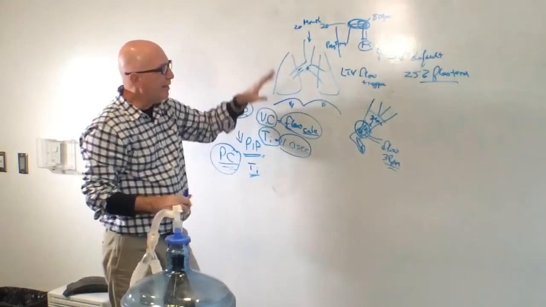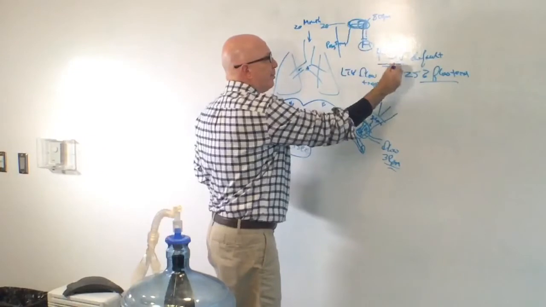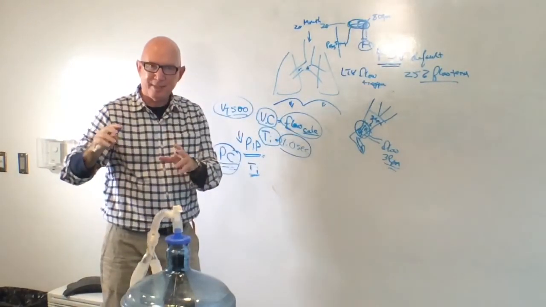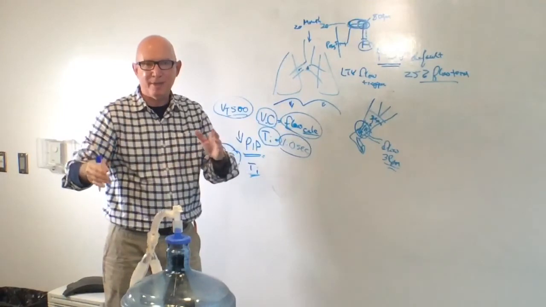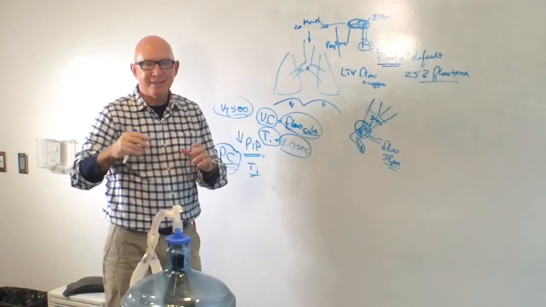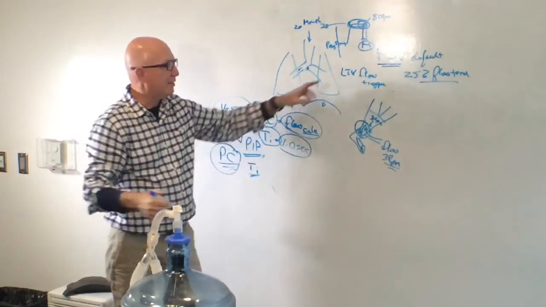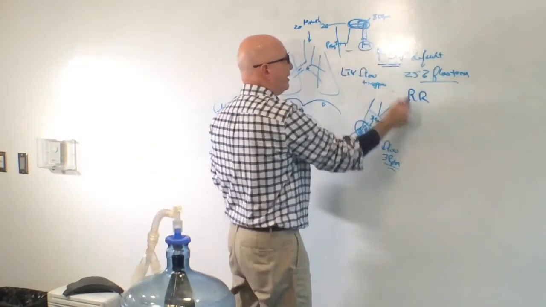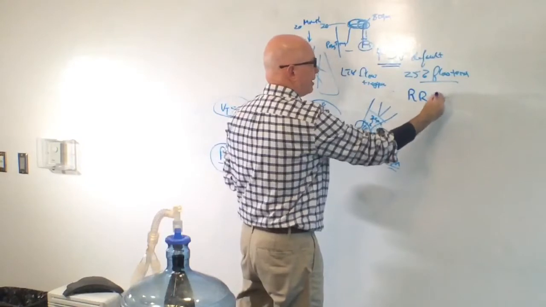So when it comes to the LTV, a pressure-supported breath is probably the way that the machine can best tailor itself to what the patient's needs are. So the respiratory rate is set by the patient. They trigger the ventilator, which is associated obviously with the respiratory rate.